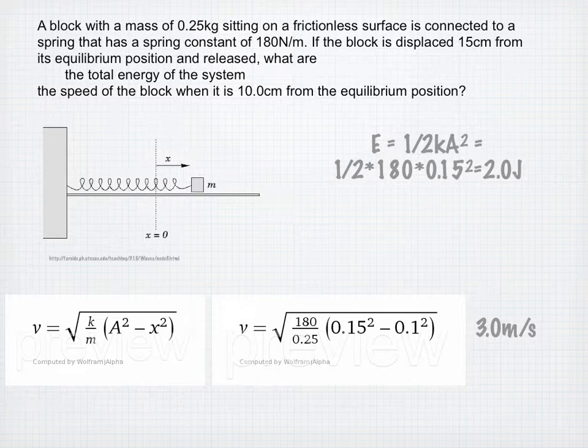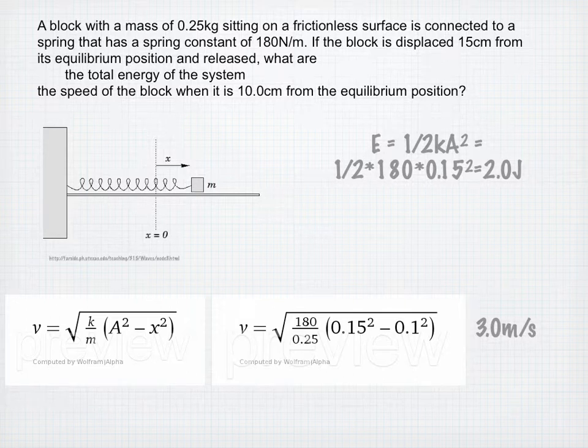With what we're given in the equation, we can find the total energy of the system very quickly, and that's equal to 1/2 times the spring constant times the amplitude squared. So 1/2 times 180 times 0.15, again, make sure you're changing that into meters, squared. And so we get 2 joules.